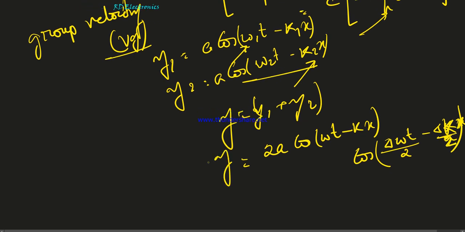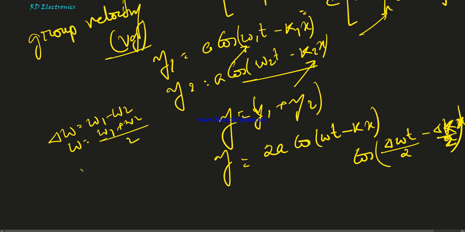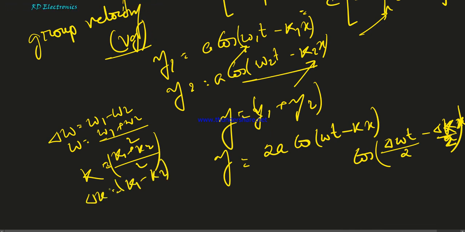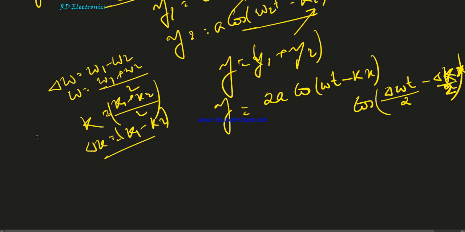Now this is y. Here Δω is the difference ω1 minus ω2, ω equals (ω1 plus ω2)/2, k equals (k1 plus k2)/2, and Δk equals k1 minus k2. I denote every term here. So this is the superposition of these two waveforms.